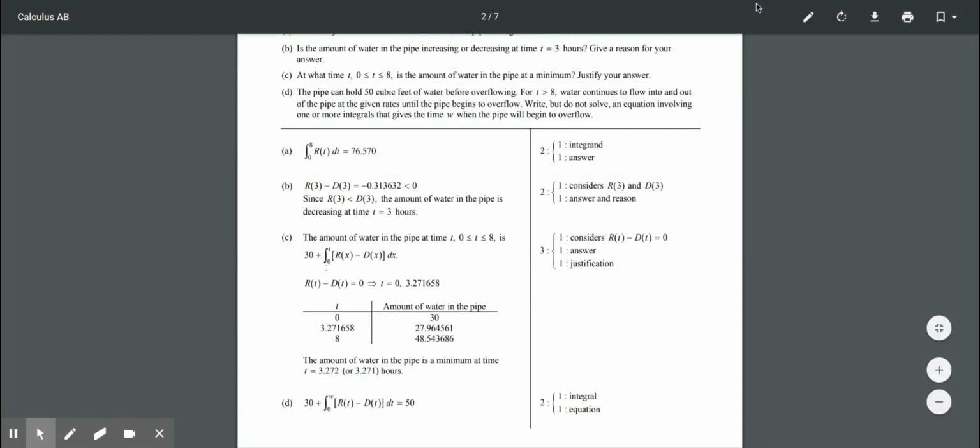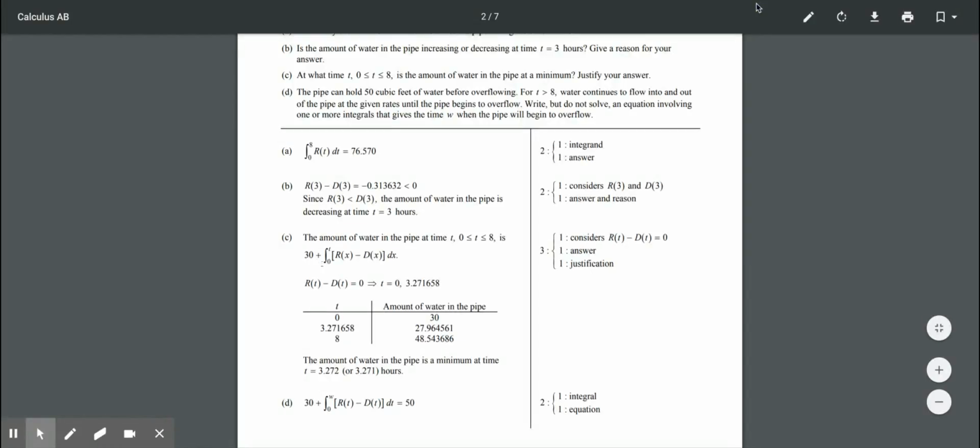Think of it this way. If you went from 0 to 0 on your integral, right? This whole integral will be 0 because you're going from one value to the same value. And then at t equals 0, because that's what we're replacing t with, there will only be 30 cubic feet of water. So that matches up. That needs to happen. If you didn't have this 30 out here, you'd be telling me that at t equals 0, there was no water in the pipe, which is not true for this scenario. So 30 needs to be there. So the 30 plus, and then we've got our accumulation.